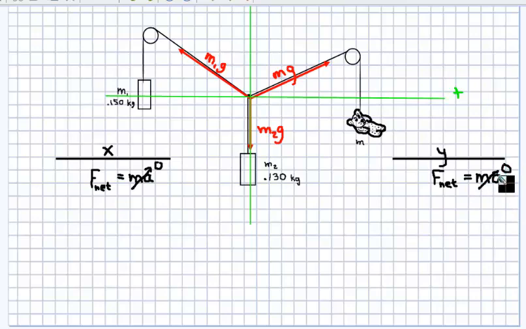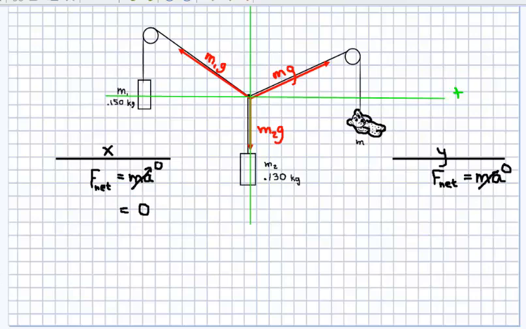So let's begin by looking at the x side. Let's look at all the forces that are running in the x direction. If we examine this force, you can see that it's purely in the y direction, straight up and down, neither pointing to the right nor to the left. So this m2g will not figure at all in our equation over here. The other two forces, however, will. m1g is pointing somewhat to the left and somewhat up. mg is pointing somewhat to the right and somewhat up.